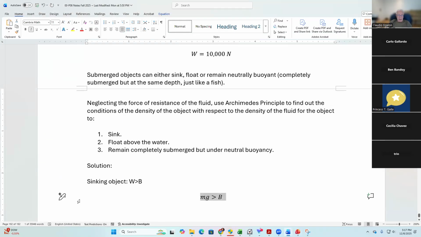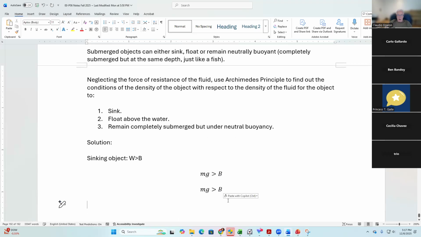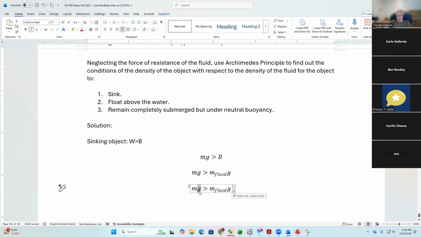And now we are going to write down the buoyant force here. The buoyant force is going to be equal to the mass of the displaced fluid times the acceleration of gravity, right? Here you go. G here on the left side is the same G that's on the right side. But the masses are not necessarily the same, right?